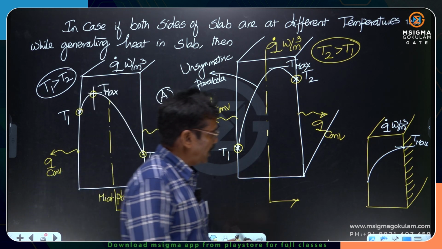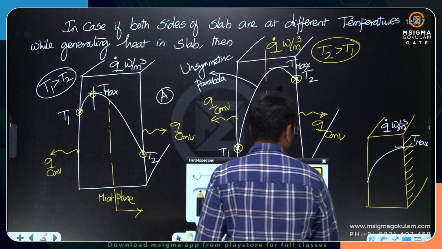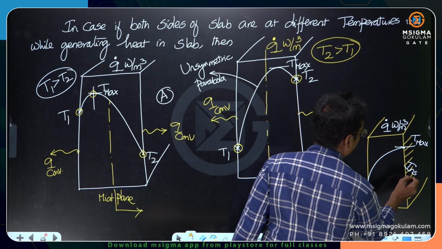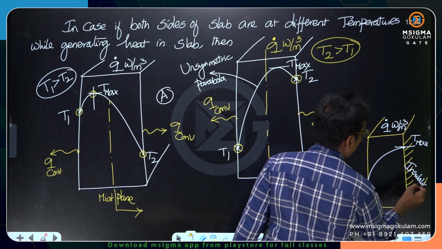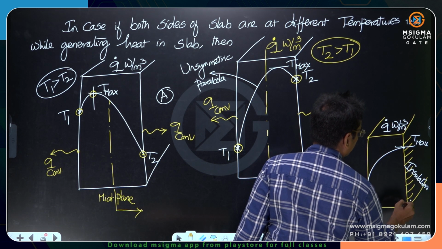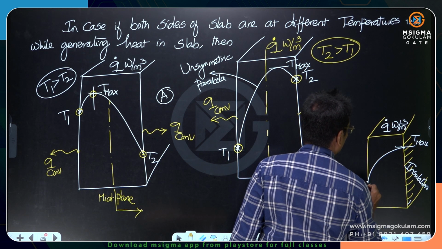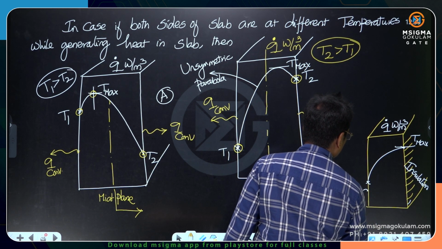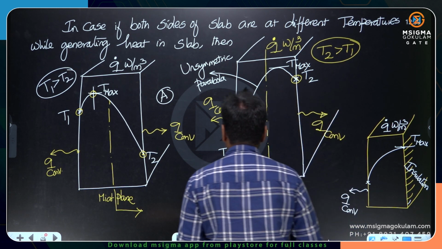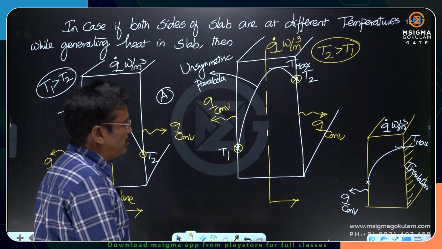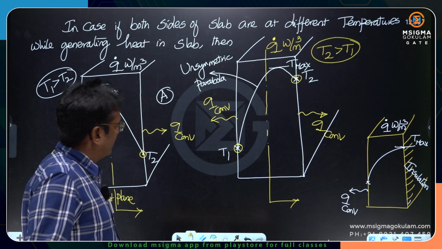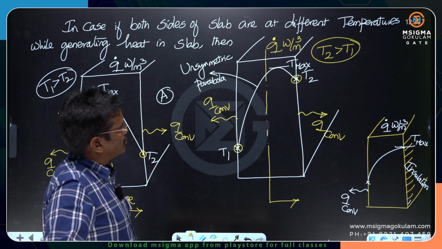Here the right hand side is insulated. This is insulation. No conduction there, no convection there. This is insulation, and there is a convection here. So all possibilities are there. So we have done the heat generation inside a slab.